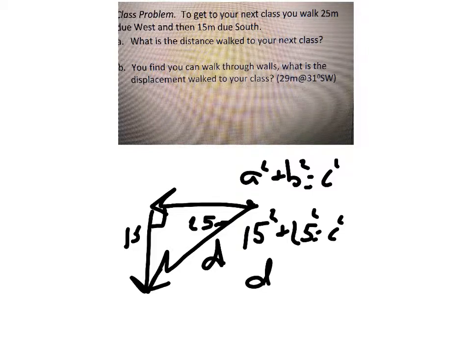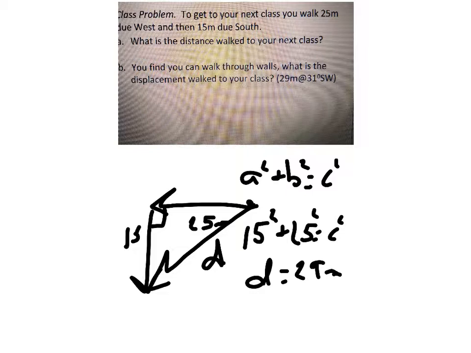So I'm going to solve, and I'm going to change it to d. We're just going to type that into the calculator real quick, and you're going to get 29 meters. So if you could walk in a straight line to your next class, walk through walls, that kind of deal, you'd get there in 29 meters instead of the 40 meters that it would take you as the distance.